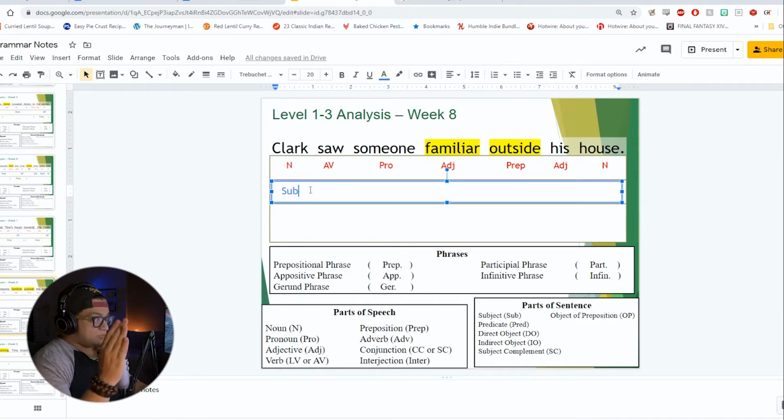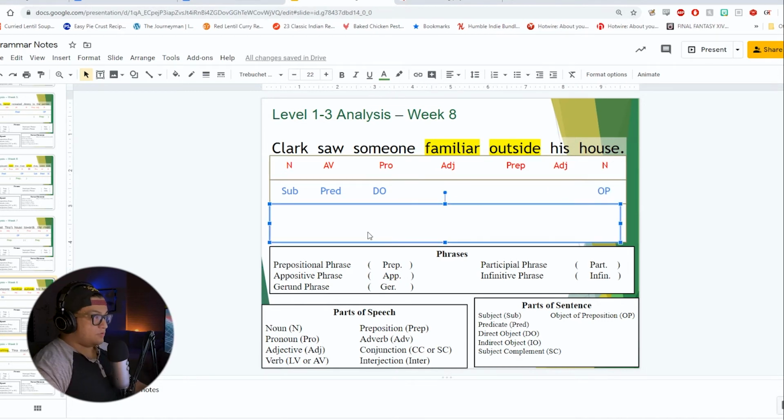Clark, he's a subject because he's the one doing the verb, and the verb is always the predicate. We have an action verb, so there's a chance that there's a direct object. What did Clark see? Someone. That's the DO. And we have a preposition, which means there must be an OP. Find the preposition and ask who, what, or where. So Clark saw someone familiar outside where? Outside his house. The answer to that is the OP.